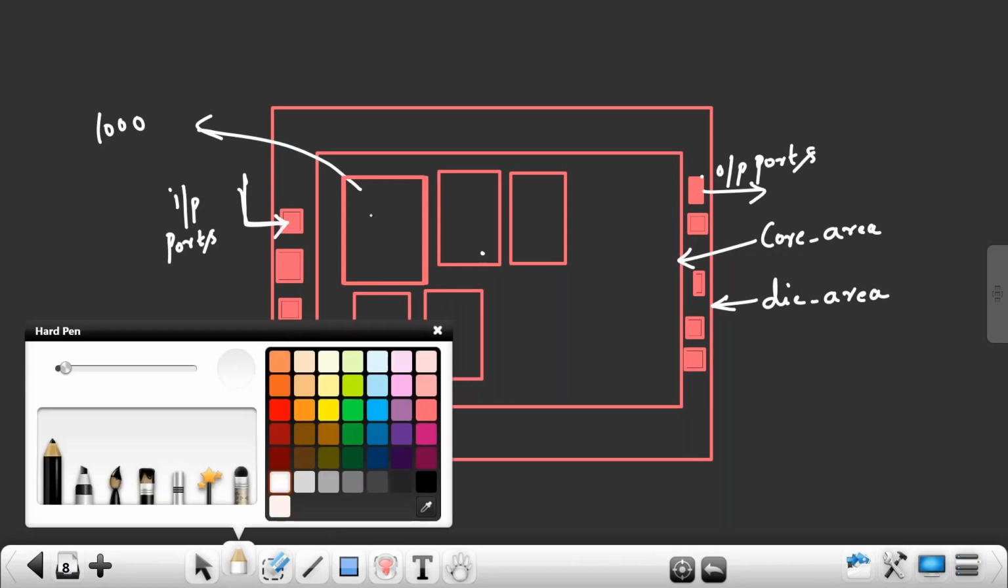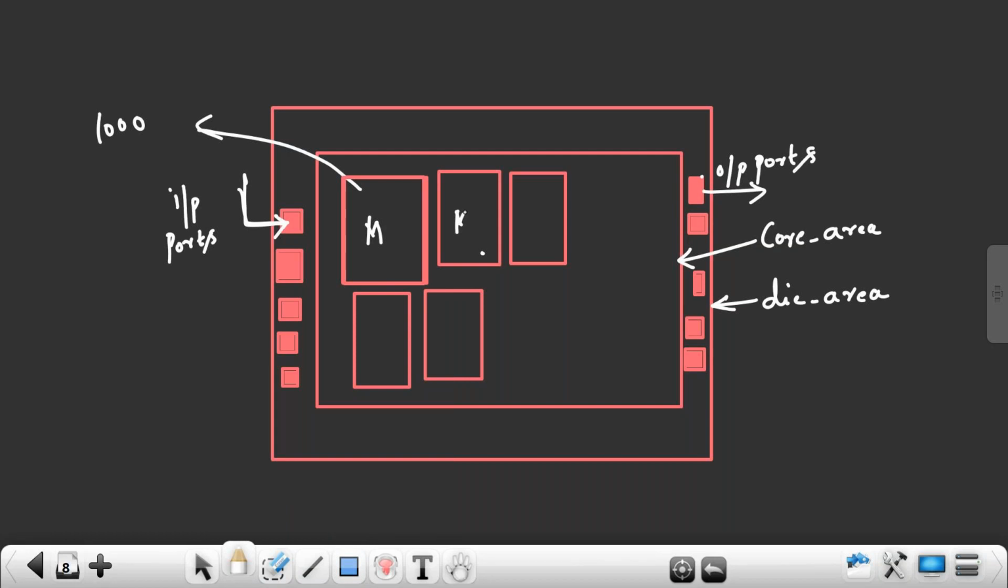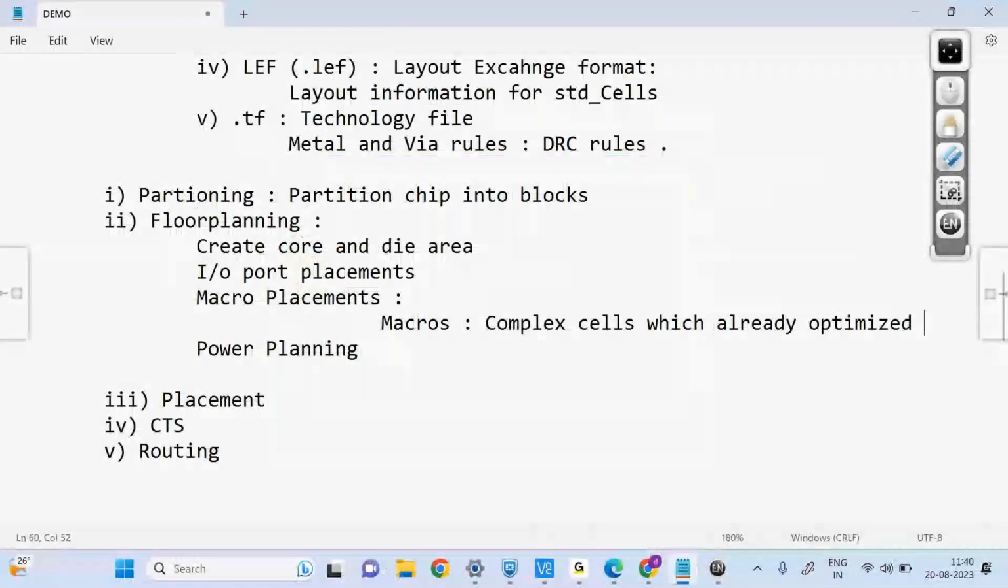These are all macros, so first we place the macros. Macros are complex cells which are already optimized and the circuit is fixed, meaning the inside layout is fixed. We cannot change that. We directly purchase the layout information in a LEF file and implement it in our design. To do the macro placement, we have many guidelines. We have to understand these guidelines and place the macros.